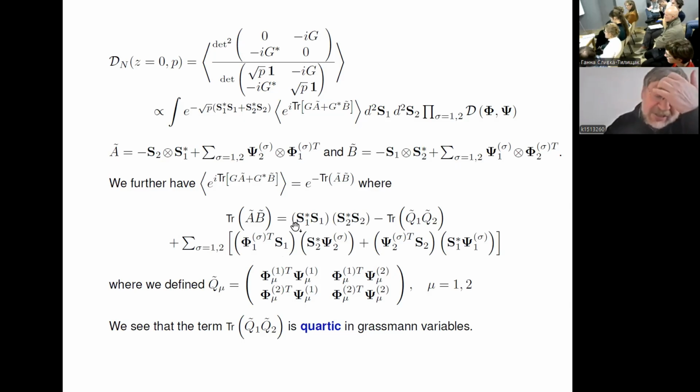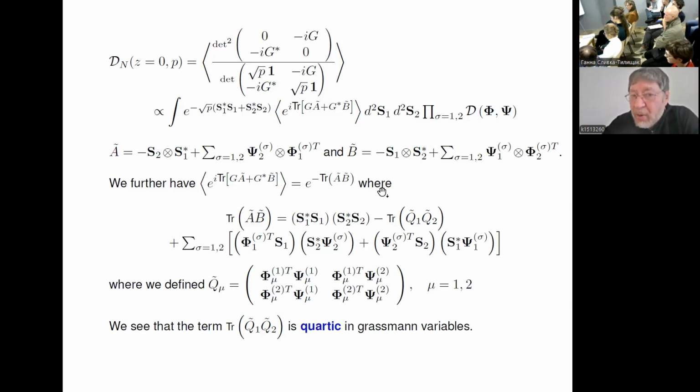terms which, in some sense, can be classified by the number of Grassmann variables in them. Here there are no Grassmann variables. Here all combinations are quartic in Grassmann variables. And here all combinations are bilinear in Grassmann variables.